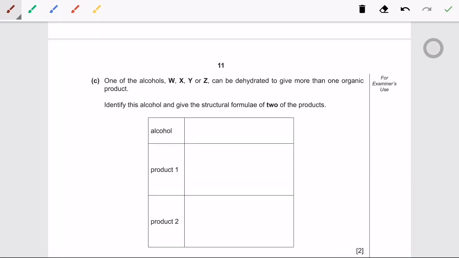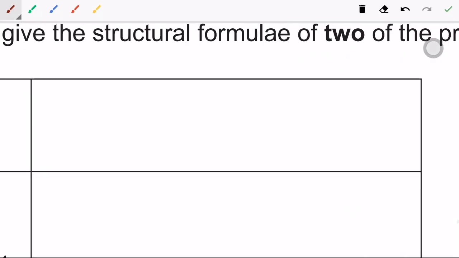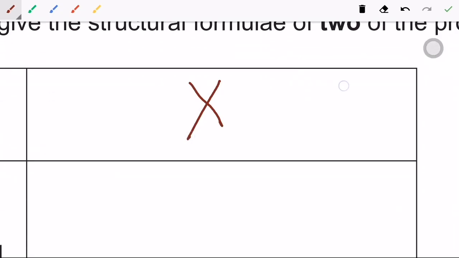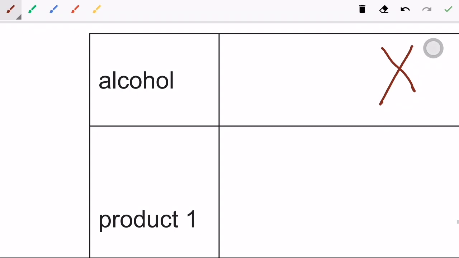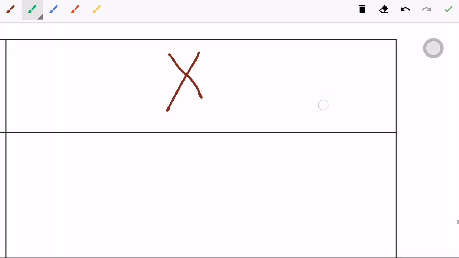One of the alcohols can be dehydrated to give more than one organic product. Identify this alcohol and the formula of two products. They give 2 marks for this whole thing. So the alcohol is X, definitely. But you wouldn't get a mark for stating the alcohol. You've done a good job stating it, but there are no marks for that. That's how it's marked.